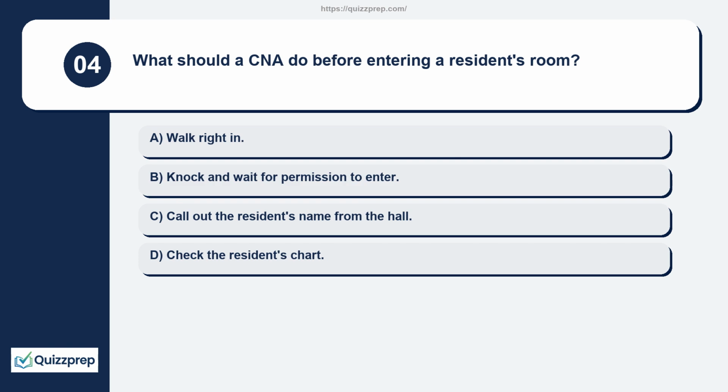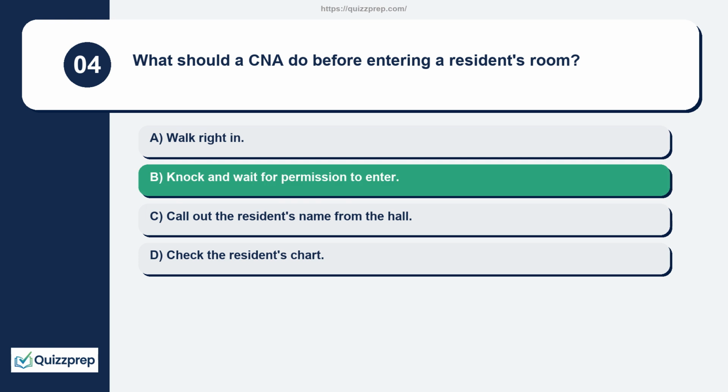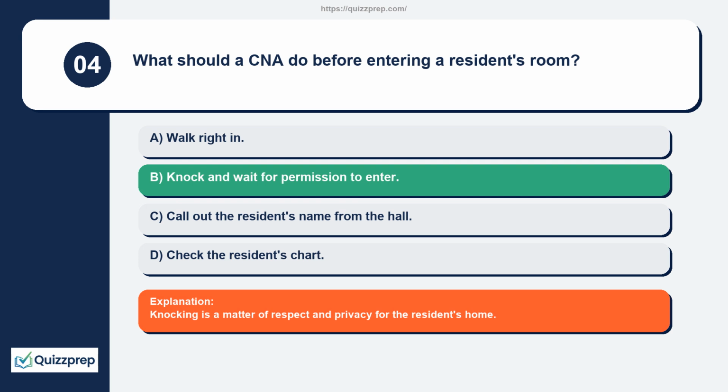Question 4. What should a CNA do before entering a resident's room? Walk right in. Knock and wait for permission to enter. Call out the resident's name from the hall. Check the resident's chart. Knocking is a matter of respect and privacy for the resident's home.